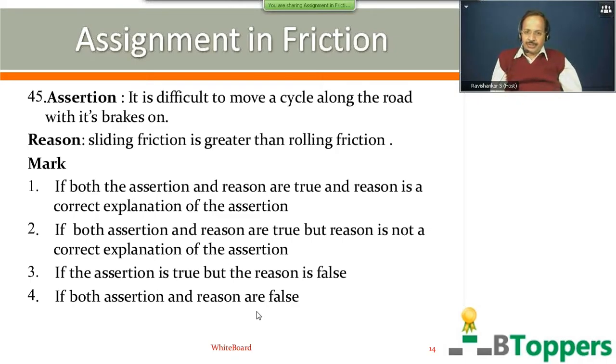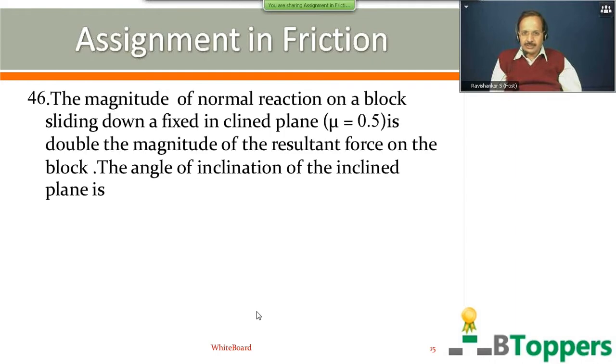In case you need more time to answer this question, you can take a pause and take your time. I am going to show you the next question. See question number 46. The magnitude of the normal reaction on a block sliding down a fixed inclined plane, with mu equal to 0.5, that means the coefficient of friction is 0.5, is double the magnitude of the resultant force on the block. The angle of inclination of the inclined plane is.